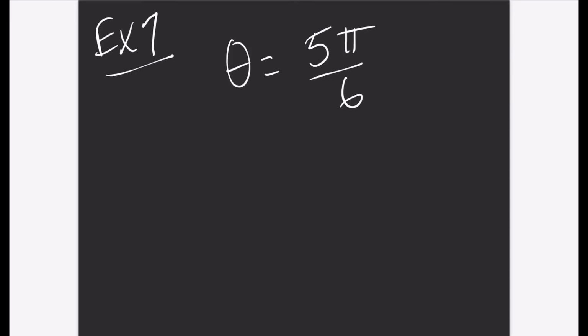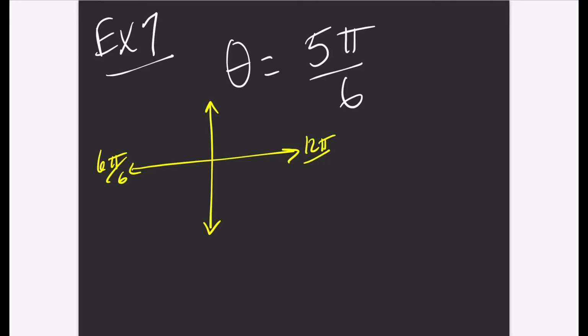So for example 7, let's find coterminal angles for 5 pi over 6. The very first thing is to graph it. Since our denominator is 6, we're going to relate our coordinate plane to pi over 6. So this right here will be 6 pi over 6. 1 full revolution will be 12 pi over 6. If you want to label our 90 and 270 degrees, this will be 3 pi over 6, and this will be 9 pi over 6.